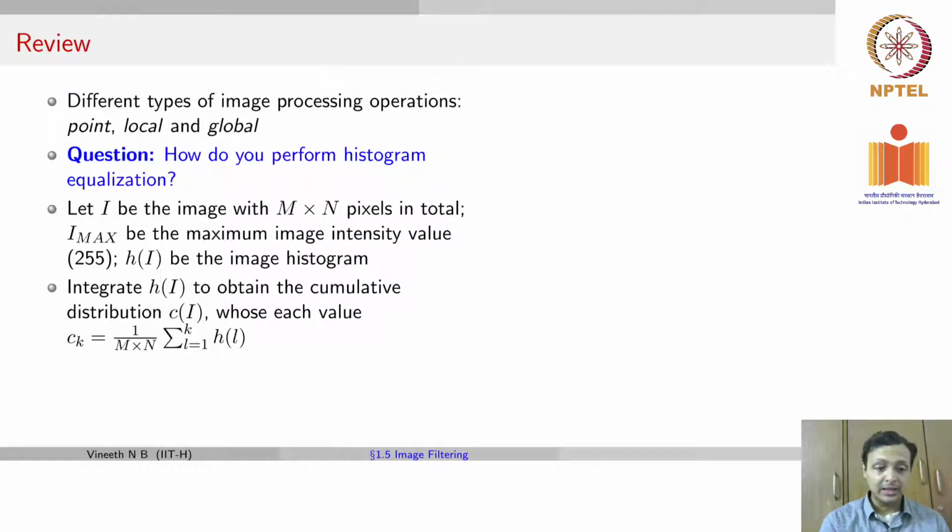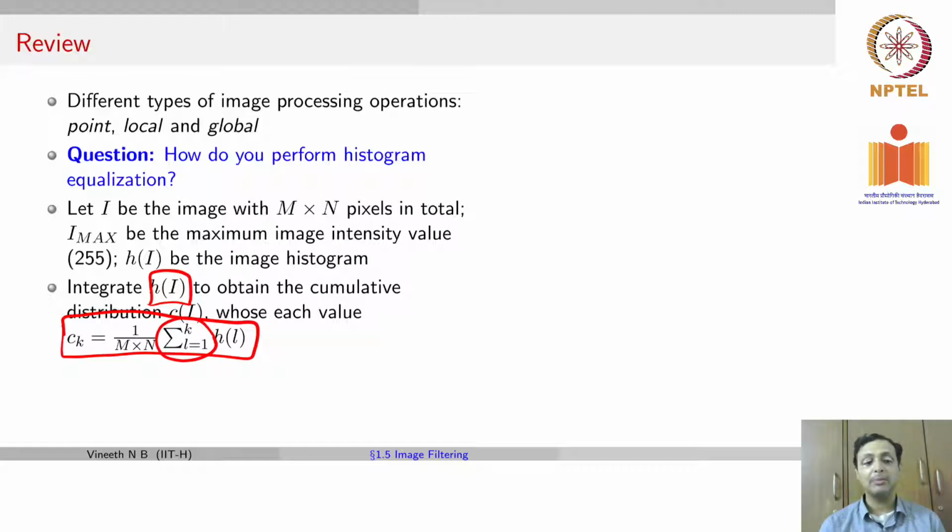So now you can integrate h of I to obtain a cumulative distribution C of I for your image. We'll see an example of this in a moment. The cumulative distribution C of k would simply be given by, if you go from 1 to k, where k is a particular intensity value, you count the number of pixels until that particular intensity value. Histogram would be about binning it individually. Cumulative takes it as an accumulation, and then you normalize by the number of pixels.